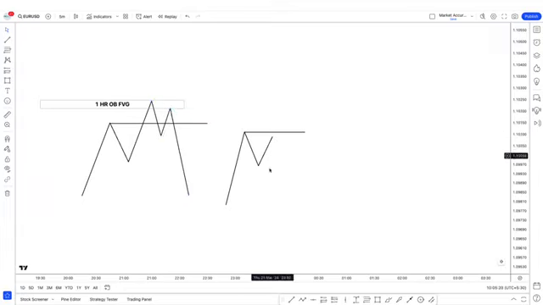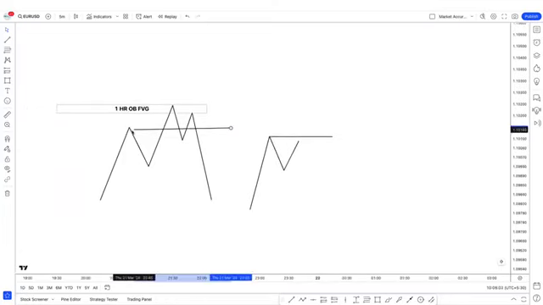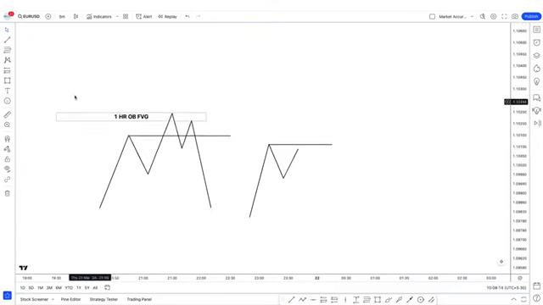Also, considering the kill zone timings. Trust me, guys, this is something that you can use for the rest of the year. And you're going to be insanely profitable. I am giving you information that no one does.